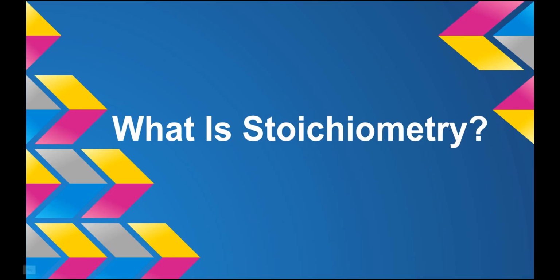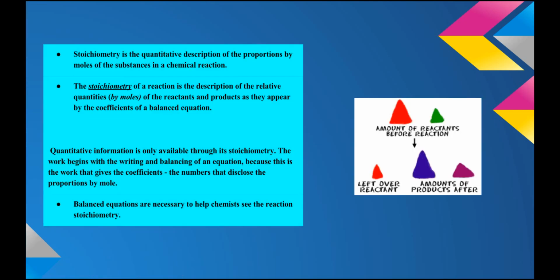So what is stoichiometry? Very simple question. Let's answer it. Stoichiometry is the quantitative description of the proportions by moles of the substances in a chemical reaction. The stoichiometry of a reaction is the description of the relative quantities by moles of the reactants and products as they appear by the coefficients of a balanced equation.